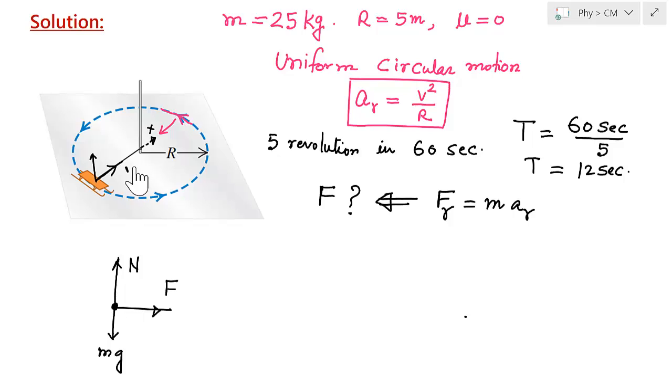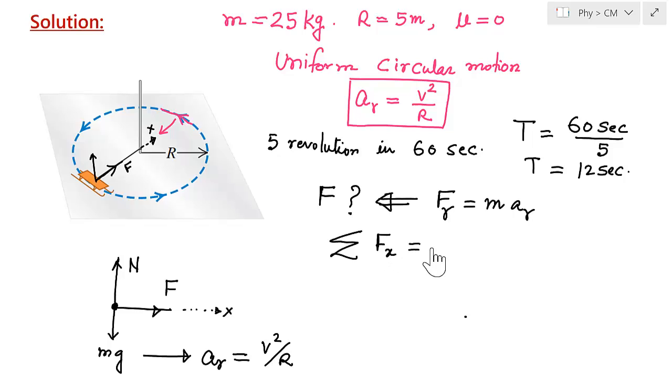So there is a force in this direction, the radial direction, which we are calling here the x direction. So we will have a force in the x direction, and we will have acceleration in the radial direction. And as I said earlier, the magnitude of this acceleration is v square divided by r. Now I can apply Newton's second law, that is, the sum of the forces in the x direction is equal to mass times acceleration in the x direction. And in this case, the x direction is the radial direction.